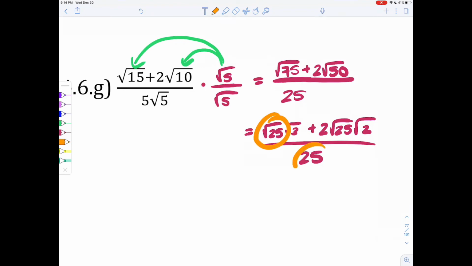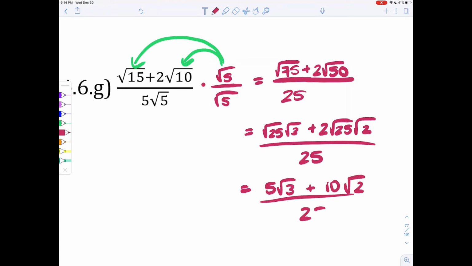Just a reminder, we can't cancel these out because root 25 is not the same as 25, right? Because 5 is not the same as 25. So please, please, please do not do that. But I can see that I'll have 5 root 3. I will have 2 times, this will be 5. So 2 times 5, which gives me 10 root 2 over 25.